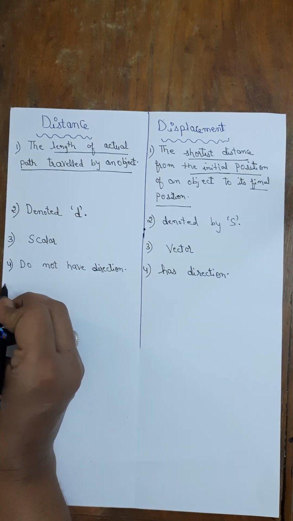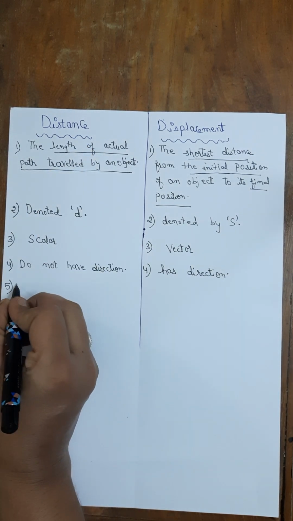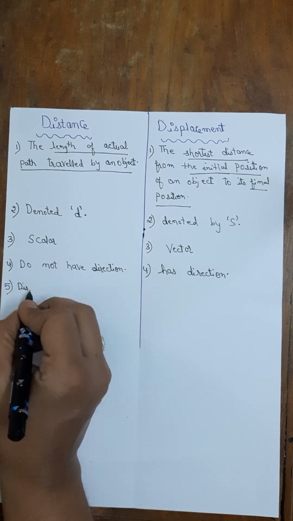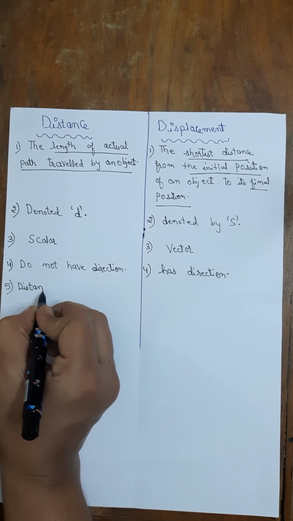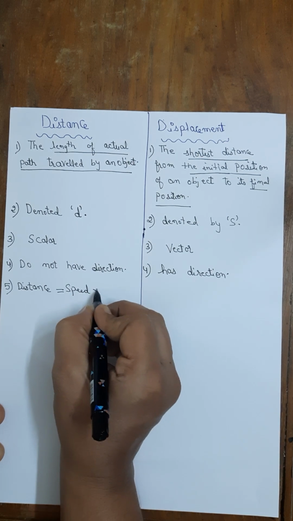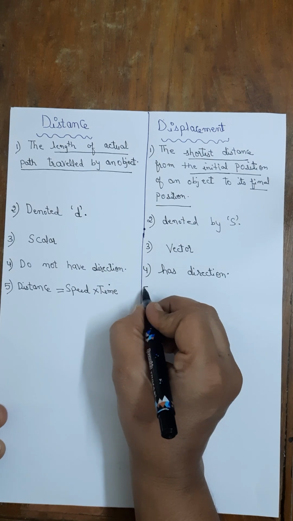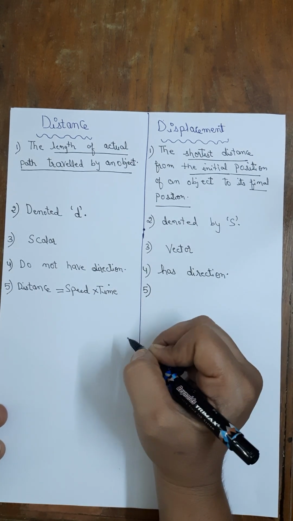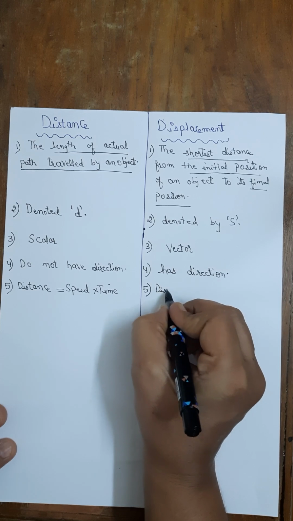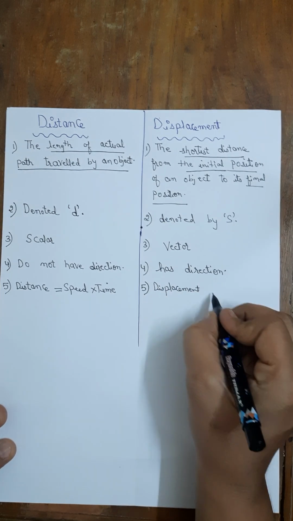Now the fifth point, you can write the formula of distance. Distance is equal to speed into time. Similarly, displacement is nothing but velocity into time.